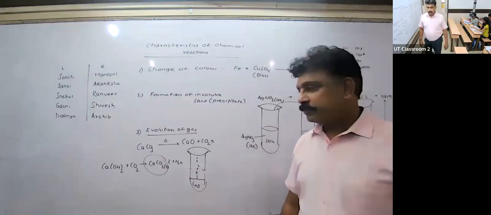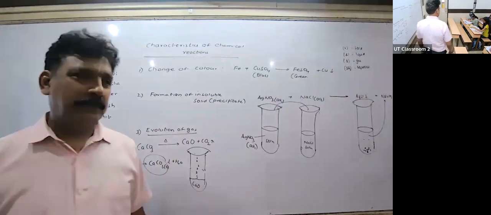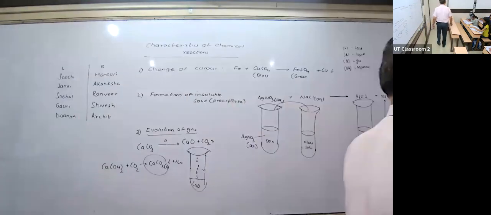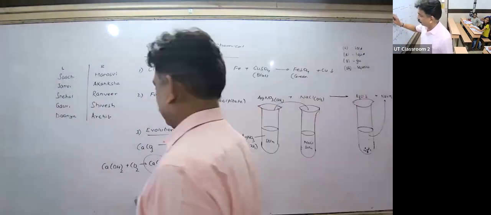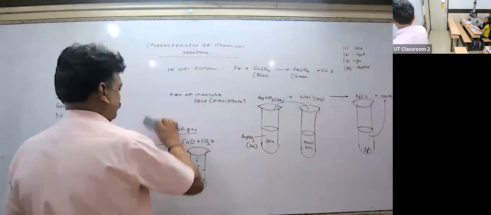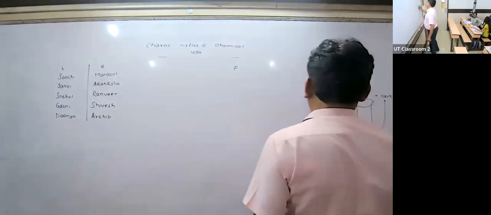NaCl aqueous plus AgNO3 aqueous gives AgCl plus NaNO3. Sir, what's the meaning of the arrow? Downward arrow means precipitate. Precipitate. Say it.